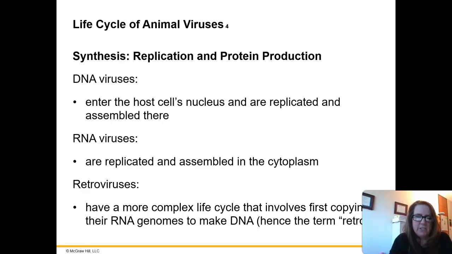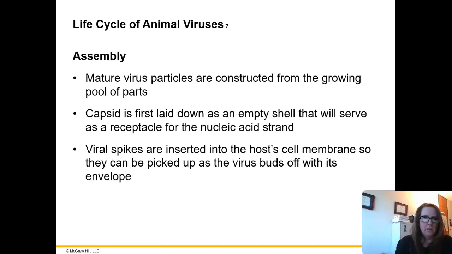Now, retroviruses, you see, have a more complex life cycle, and it involves first copying their RNA genomes to make DNA, and then they use that to copy themselves. So anyway, different ways, but either way, they're very good at what they do. I'm going to let you all pause if you want to write down the notes from this slide, but essentially I highlighted this in the one fantastic figure from your textbook.